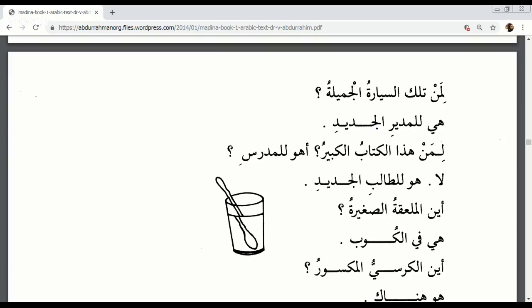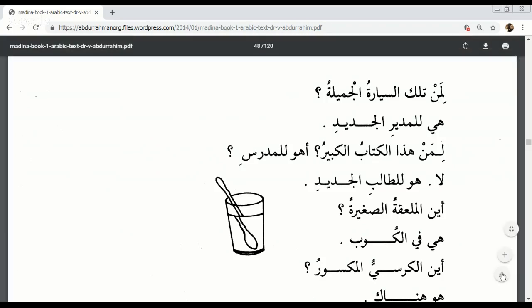Yeah. And then the second question is أهو للمدرس? Is it for the teacher? And then the answer is لا، هو للطالب الجديد. So no, it belongs to the new student. Does that make sense, Aisha? Yeah, it does. It belongs to the new student. So that li, that lam, is lam of possession. Okay, good. Go ahead, Shopna.